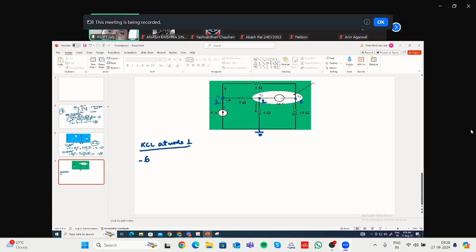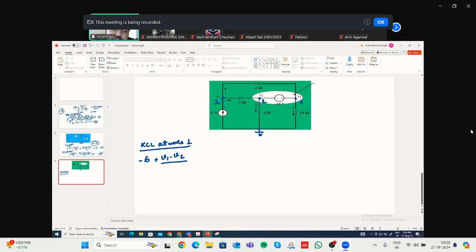We don't know. V1 is unknown, V2 is unknown. So we cannot know in which direction current is flowing. According to our convention, if you are considering node 1, we will consider V1 to be the highest. That's why V1 will be greater than V2. As a result, current will be flowing out, so plus sign, and V1 minus V2. That V1 minus V2 is the net potential that is applied across this 5 ohm resistance.